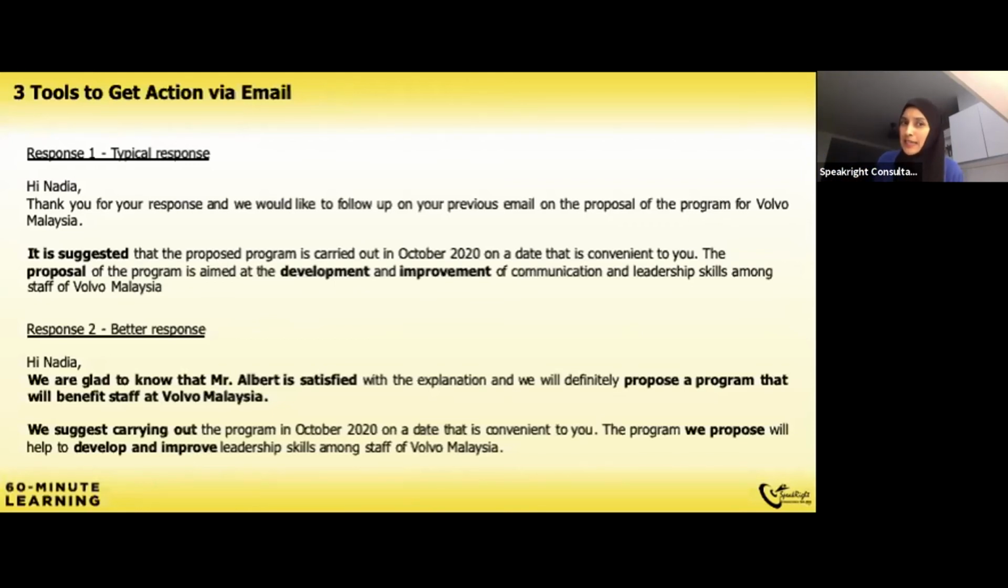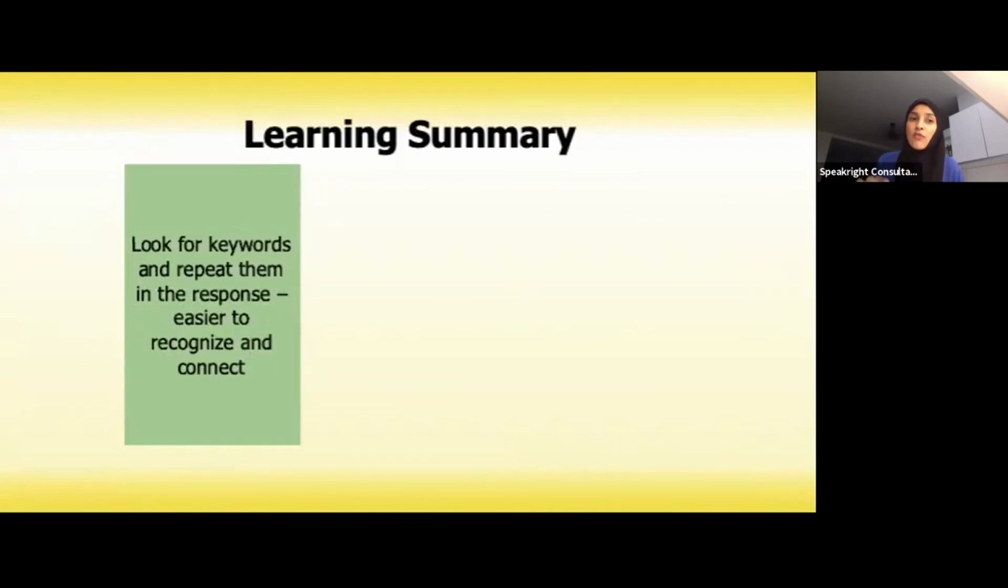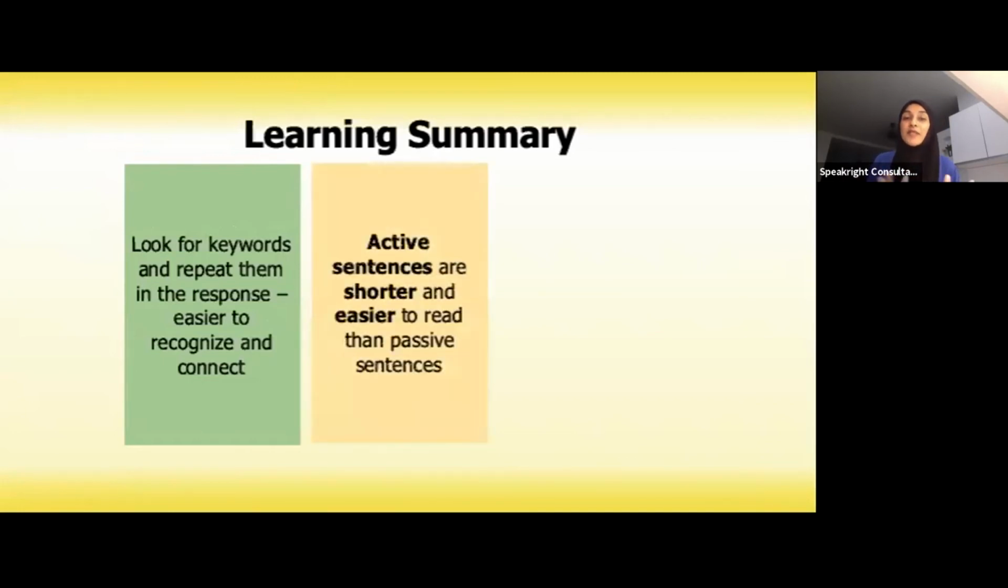Okay, now this brings us to the summary of this tool, which is the keys tool. Number 1, look for keywords and repeat them in the response. Why? It is easier for the sender to recognize what he has said, and it is easier for you as well to write. It allows both of you to recognize and connect. Okay, point number 2, active sentences are shorter and easier to read than passive sentences.